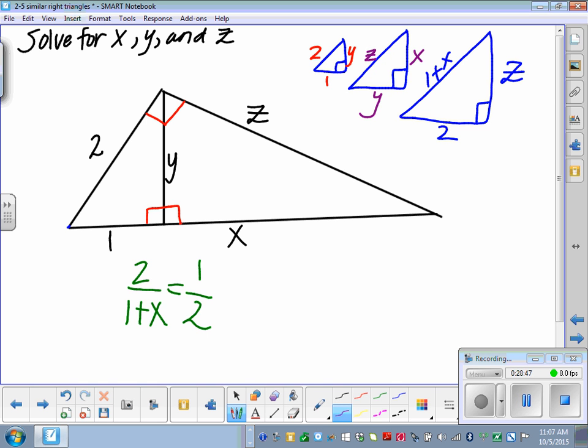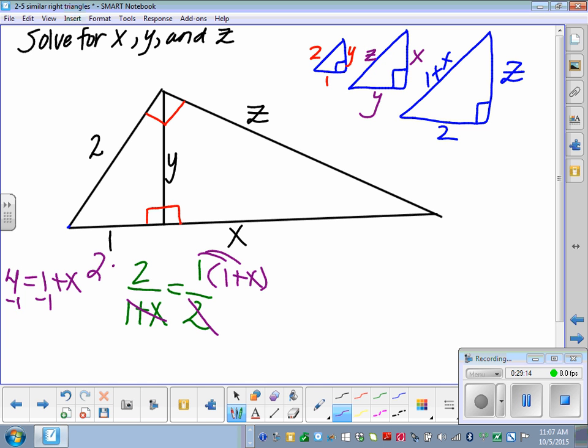Now, if we got to 2 variables, we'd try a different ratio. Cross multiply: multiply both sides by 2, but it divides out over here. Multiply both sides by 1 plus x, but it divides out over here. 2 times 2 is 4. So we have 4 is equal to 1 distributed through, 1 plus 1x. Now to solve for x, what would I do?